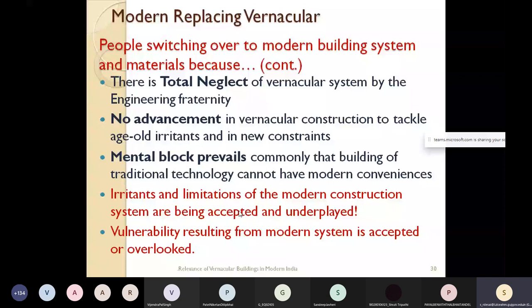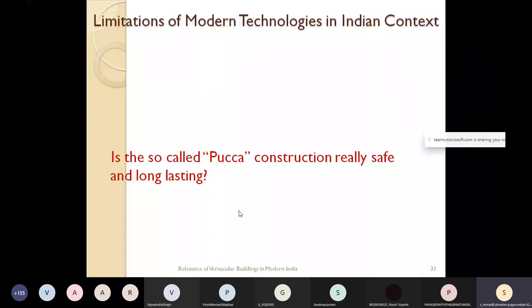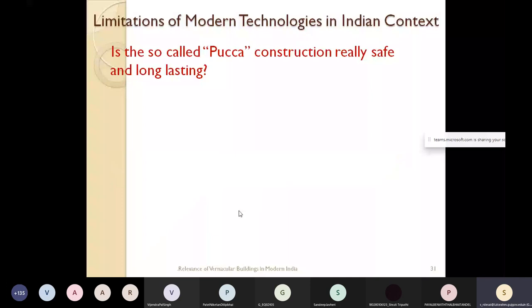But more than that, the leakage is, of course, maybe temporary, maybe only when it rains. But your reinforcement corrodes. And what happens? We all know what happens, all right? But we don't think of it, because this is the only solution we know. So the whole question is: is the so-called pakka construction system really safe and long-lasting?